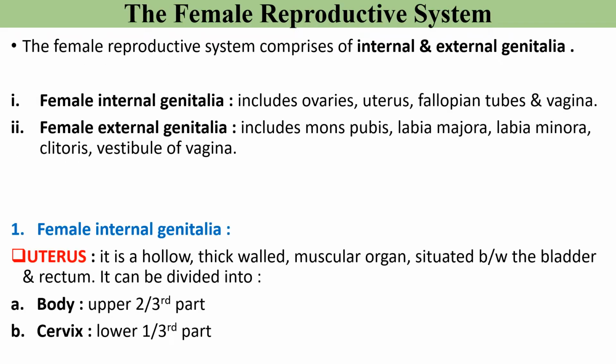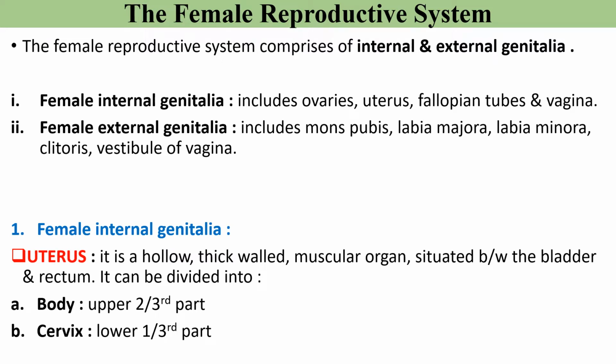The female reproductive system comprises of internal and external genitalia. The female internal genitalia includes two ovaries, two fallopian tubes, one uterus and one vagina. The external genitalia of female includes the mons pubis, labia majora and minora, the clitoris and the vestibule of vagina. Let us see one by one the organs of female internal genitalia.